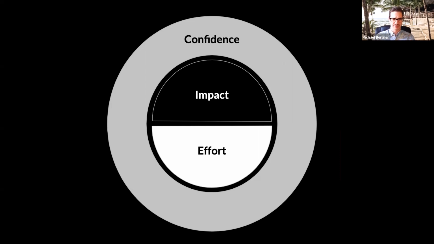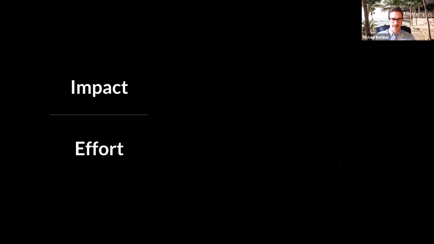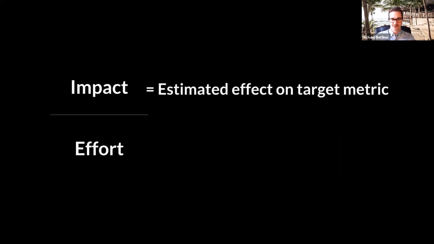Start with impact over effort. And this is actually fairly simple. Impact is the estimated effect on the target metric. So going back to that growth model, for instance, if your target metric is conversion, right, website conversion, you think you'd have a 10% increase on the target metric.